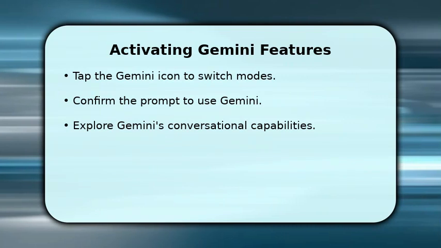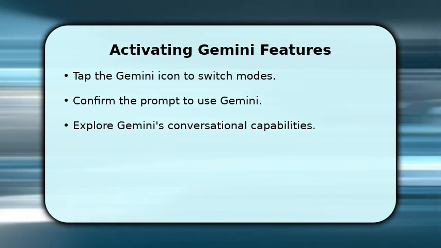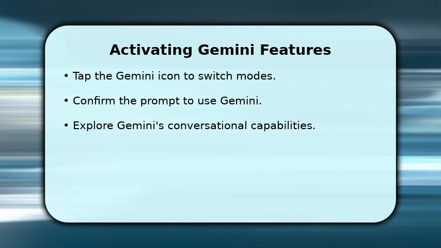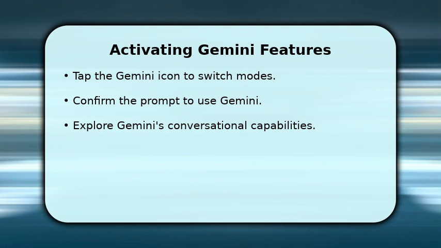After locating the Gemini icon, tap it to switch from traditional Google search to the Gemini experience. You might see a prompt asking you to confirm the switch. Accept this to proceed. Gemini is now active and ready to assist you. You can start by asking questions, setting reminders, or generating creative text. It's designed for natural language interaction, making it very user-friendly.